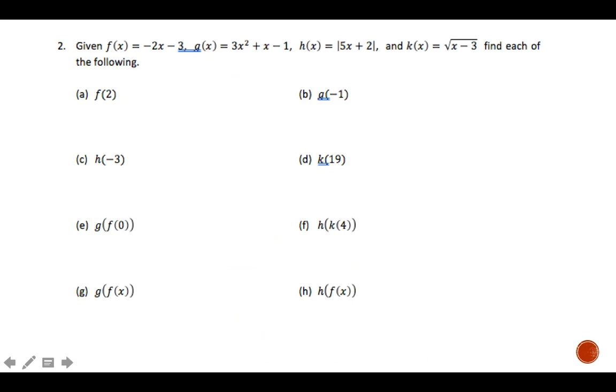All right, number 2 goes over some function notation. So let me just do some quick background on this, right? F of x is a diagonal line. G of x is a parabola that opens up. H of x is an absolute value V that opens up. And k of x is the top arm of a sideways parabola, right?